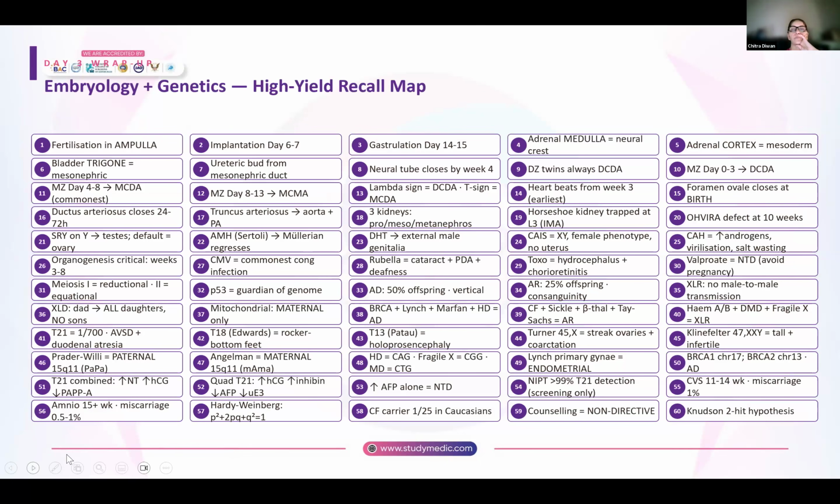So these are the high yield recalls in embryology and genetics. We have discussed all of these. Does it make sense for me to just keep reading them? I will not do that. But these are about 60 topics or 60 points that we have discussed today. So this is all from me about embryology and genetics.